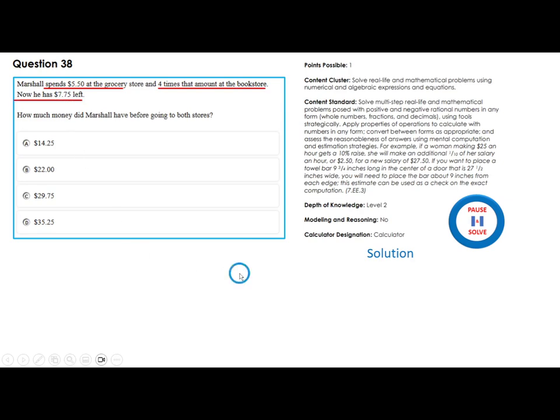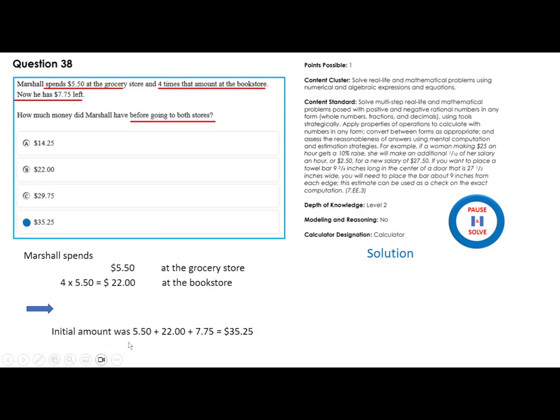So let's see how we can do that. We need to know how much he had before going to the stores. Marshall spends what? $5.50 at the grocery store, given right there. How much did he spend at the bookstore? 4 times this amount. Then he's left with this. So obviously, the initial amount was what he spent in the grocery store, plus what he spent in the bookstore, plus how much he was left with. You add up, you find the answer would be 35.25.